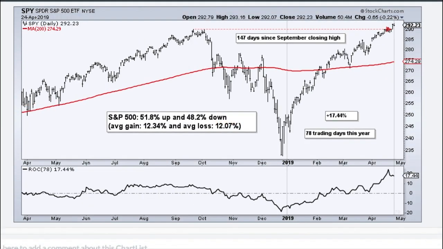So now we're going back to SPY, and I've got the 78-day rate of change in the lower window, and you can see it's at 17.44%, so it's more than the S&P 500, and that is because we have a dividend added into the price series, and that, of course, is why we have the new high.